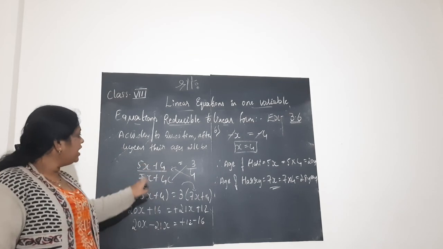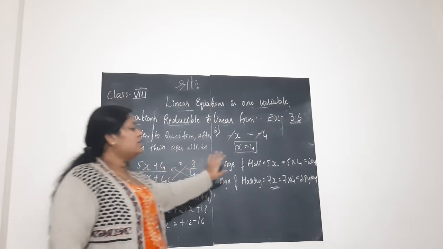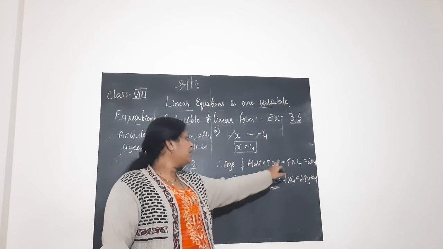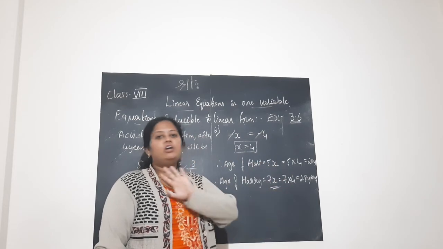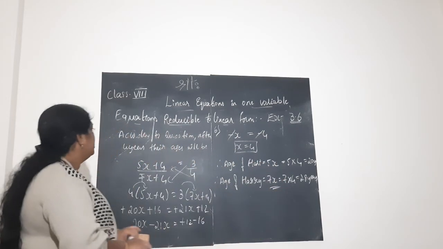For their ages we added plus 4. But they are asking us to find out their present ages. So 5x, 7x is what we have to take, not plus 4. Hope you are clear with it.